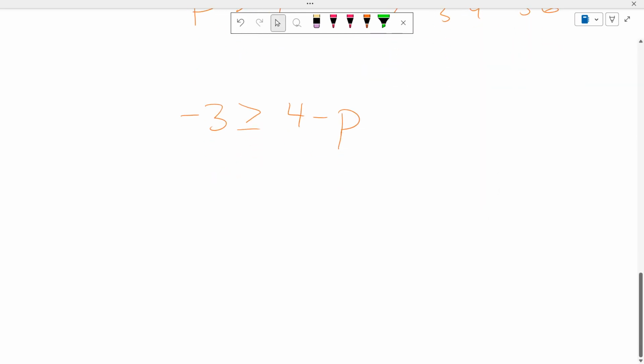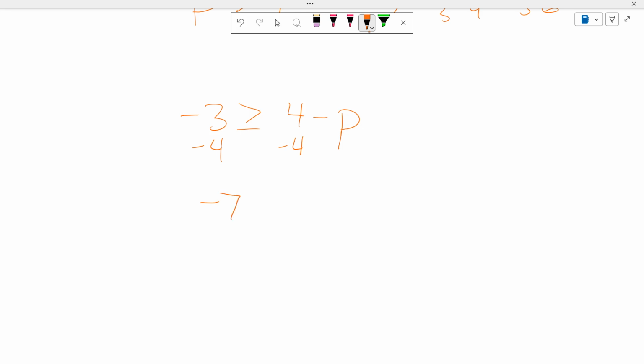-3 is greater than or equal to 4 minus P. What's the first step, Blake? You want to add 3 to 4. Nope. So I guess you're not ready for the worksheet yet. You want to get rid of whatever is on the same side as P. You want to add 4 to -3. Nope. -4. You have a positive 4 here, Blake. You want a -4 from both sides.